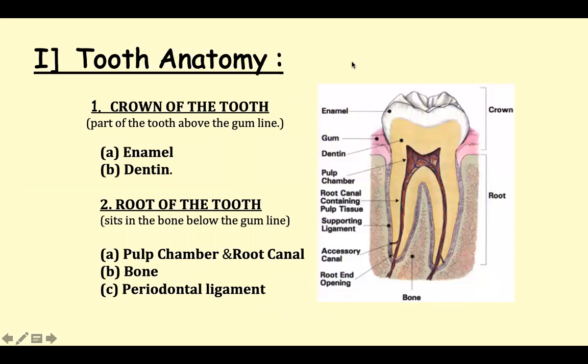Now, before going to hygiene, you must know about the anatomy of the tooth. First, the crown is the part of the tooth above the gum line. It has enamel and dentine. Second, the root of the tooth sits in the bone below the gum line. You can see the root has the pulp chamber and root canal, bone, and periodontal ligament.